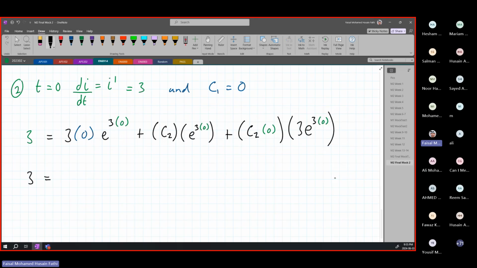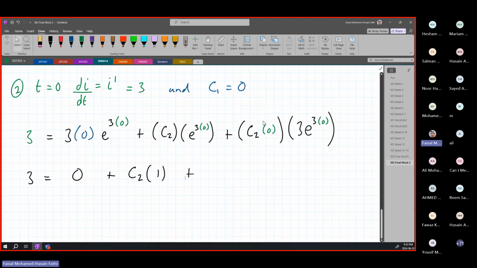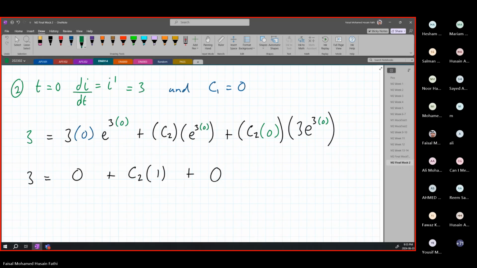Okay, so simplifying, 0 times all of this becomes 0, plus C2 times e to the power of 3 times 0, which is e to the power of 0, which is 1, plus C2 times 0. All right, C2 times 0, which is time. So this is just going to be all 0 on the right side as well. So we're going to get that C2 is equal to 3.